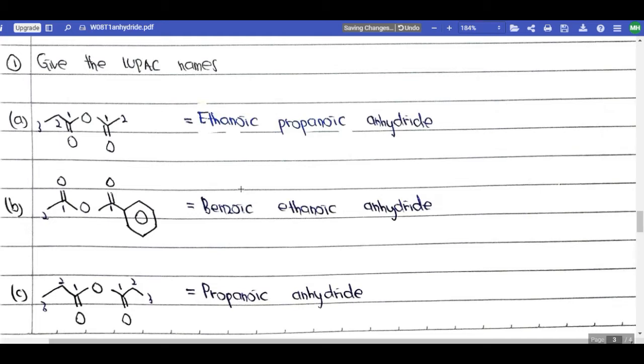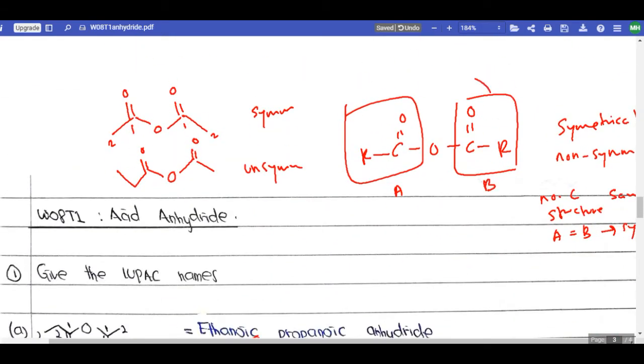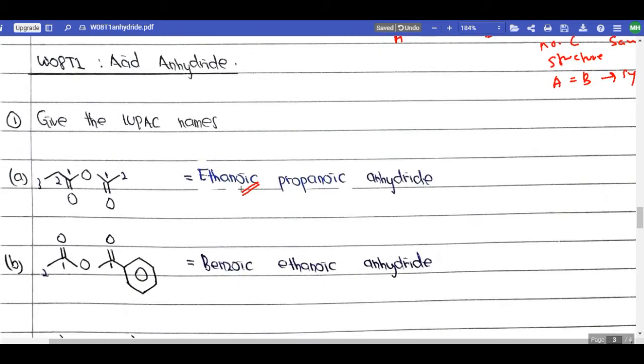For the first one, as you can see here, on one side they have two carbon, and you can see that we retain the name of the carboxylic acid. Carboxylic acid ends with oic acid, and that also ends with oic acid. Except if you come across this structure where you have C double bond O meeting O attached to another C double bond O, you need to put anhydride at the back. We drop the acid name for the carboxylic acid and replace it with anhydride.